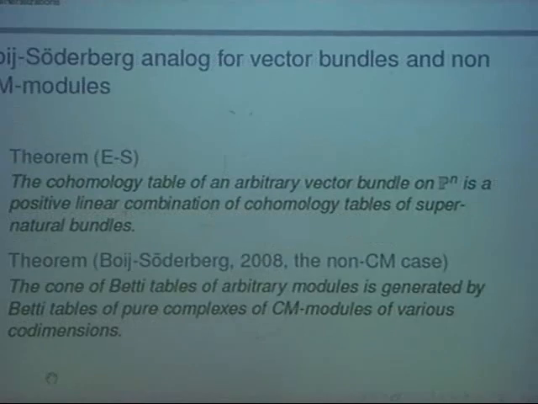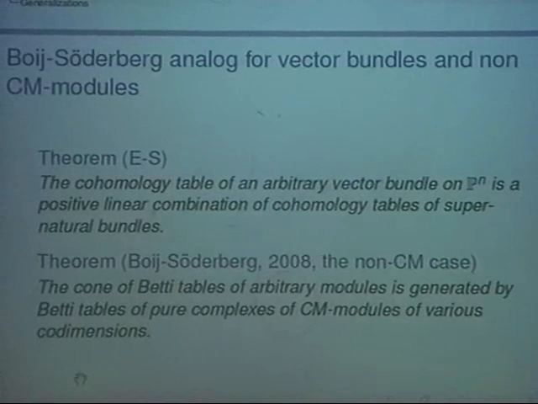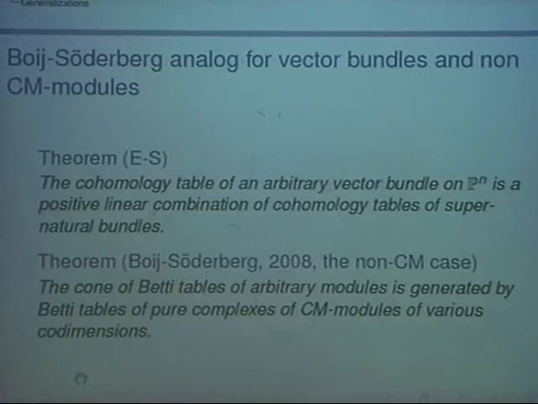Let's talk about the analog for vector bundles and Cohen-Macaulay modules. So we had the vector bundle paired to Betti tables, or cohomology table paired to Betti tables, and we can use sort of the same equations to get information of the possible cohomology tables of vector bundles. And the analog is really that the cohomology table of an arbitrary vector bundle on Pn is a positive rational linear combination of cohomology tables of supernatural bundles. I think this is a rather interesting result. I wouldn't have dreamed about that.